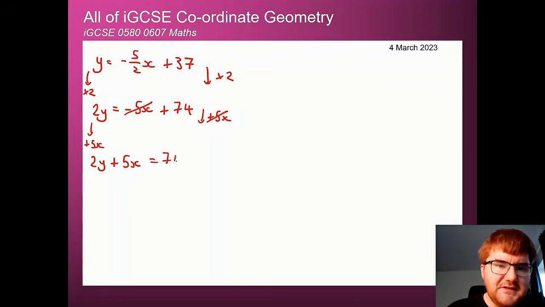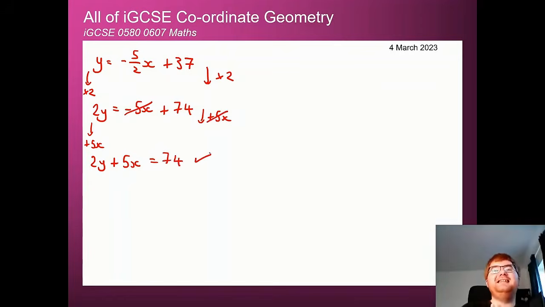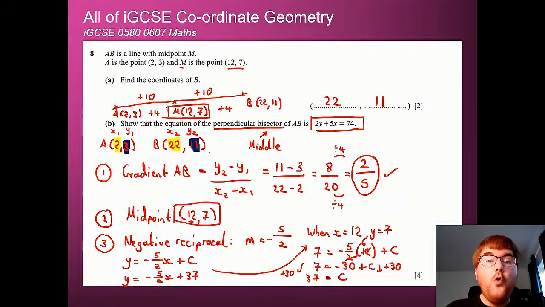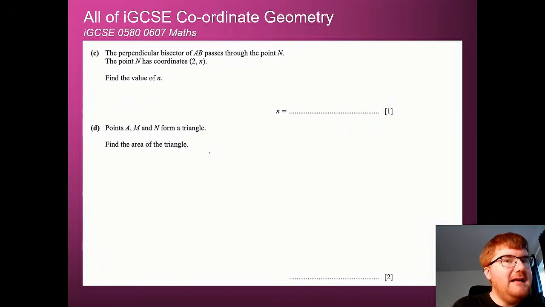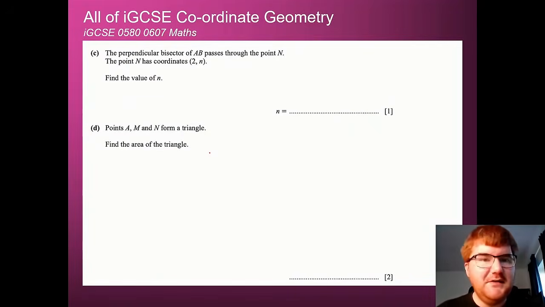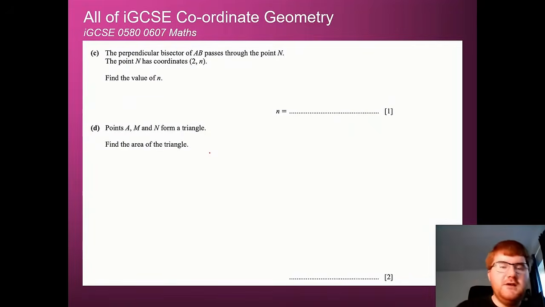So we get 74. And it's a great feeling in the exam when this happens, because you know by getting to the correct answer here, you have guaranteed all 4 marks for this particular question. And remember, this is a paper 4 question, so it's going to continue as we go through.